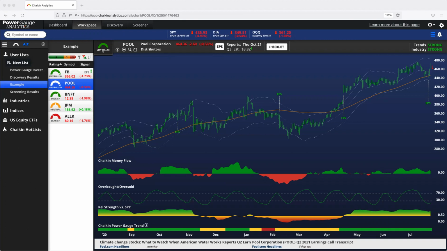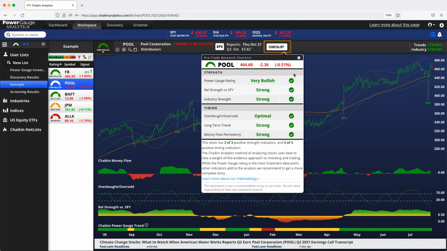There are 6 primary data points we look at before making decisions for any stock, all included here on this chart. We make it easy for you to read the data on our chart with our pre-trade checklist. This checklist goes through each of the items on the chart and tells you if it's strong, green check, neutral, yellow minus dash, or red X, weak, wait.